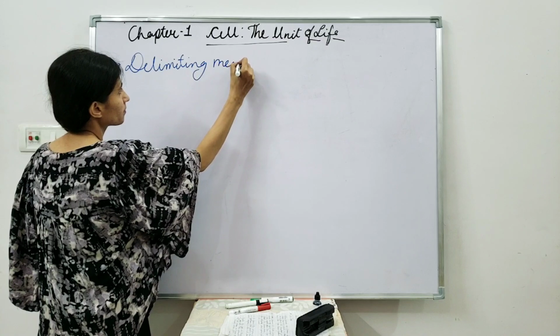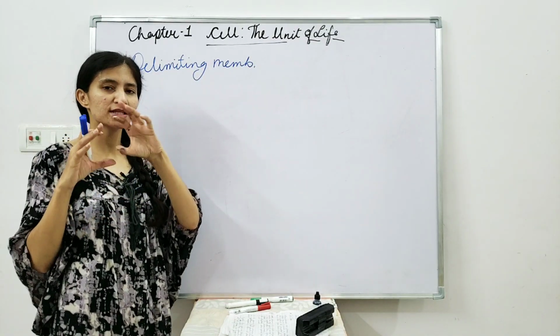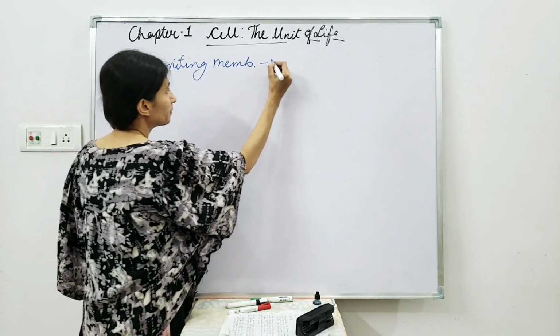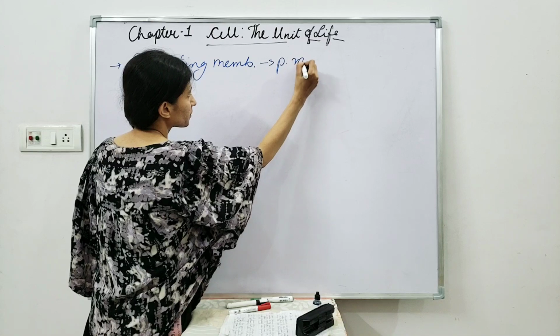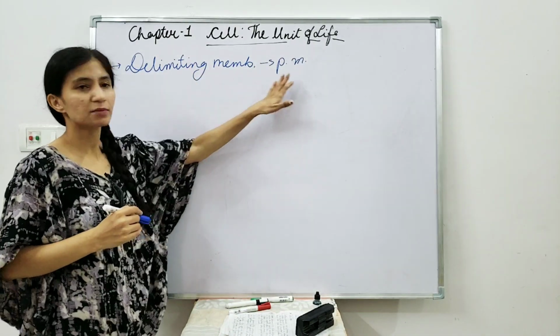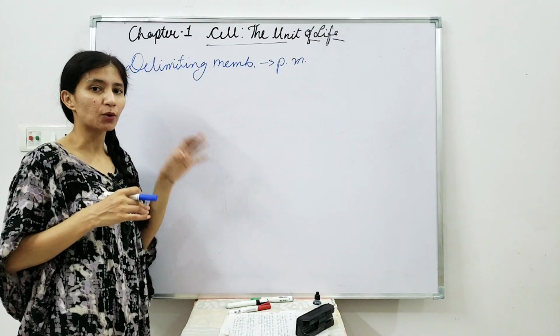Delimiting membrane means that membrane which actually separates a cell from its outside environment. Okay, the delimiting membrane was the plasma membrane, which is present in animals and plants both. So the delimiting membrane is a plasma membrane which separates the cell from its outer environment.